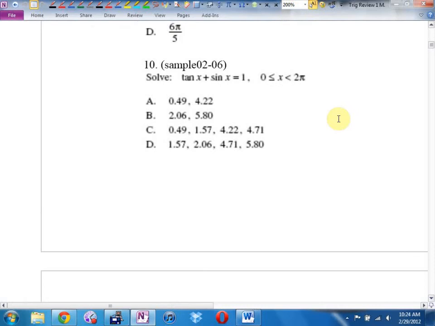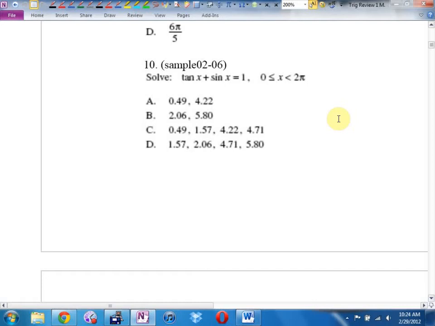You know how I know? What do you notice about all your answers? Decimals. It's that easy. That's graphing calculator. Graph left. Also, because I noticed there's a tangent and a sine. No problem. Graph left side, graph right side. Find where they cross.